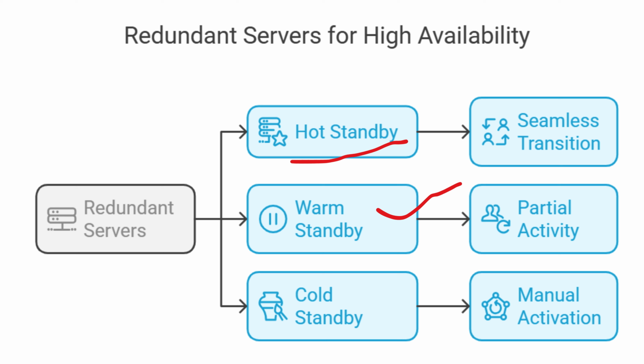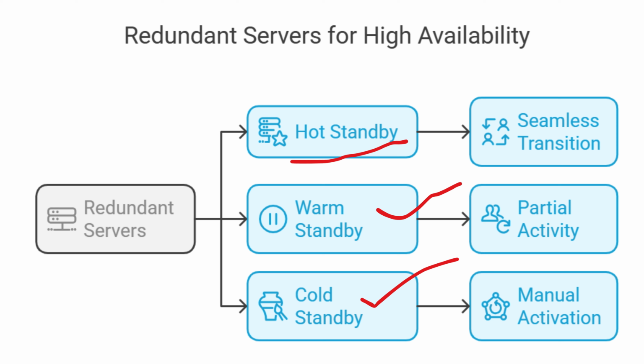And the third one is cold standby. It requires manual activation. A backup server is completely offline until it's needed. If the primary server fails, IT teams manually bring the backup online. It is best for disaster recovery plans where cost saving is a priority. And the downside is that the recovery time can be several hours.